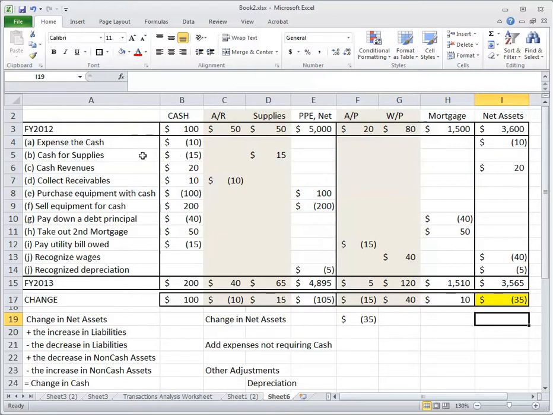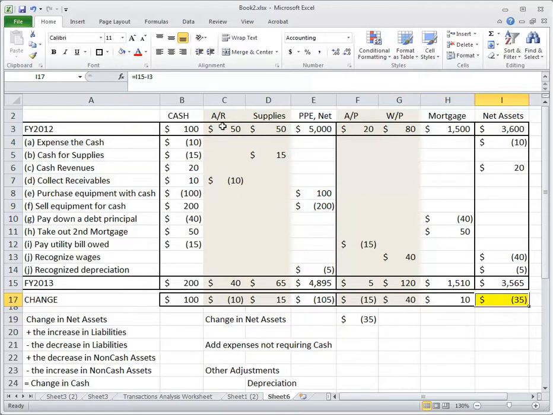Sometimes, like here, we paid cash for supplies. Cash went over here to supplies. Here, we paid cash to pay a bill, and our accounts payable went down. So sometimes cash can go down, and some other category is affected, but it doesn't affect the net assets, and that means that this net asset change is going to be different than our change in cash. It just has to be that way.